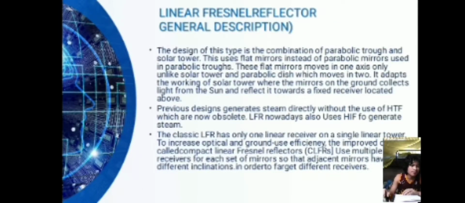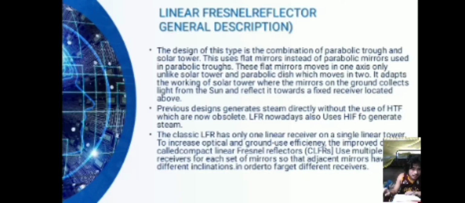So, linear Fresnel reflector, general description. The design of this type is a combination of parabolic trough and solar tower. This uses flat mirrors instead of parabolic mirrors used in parabolic trough. These flat mirrors move in one axis only, unlike solar tower and parabolic dish, which move in two. It adapts the working of solar tower, where the mirrors on the ground collect light from the sun and reflect it towards a fixed receiver located above.